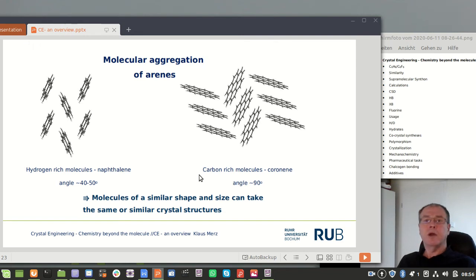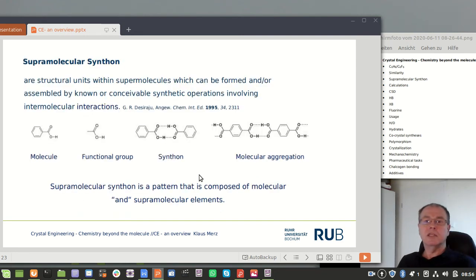When we go on and talk about intermolecular interaction and supramolecular synthons, how we can use them, what they are: this is a unit of molecules and intermolecular interactions, called supramolecular synthons, which can be formed and assembled by known or synthetic operations involving intermolecular interaction.